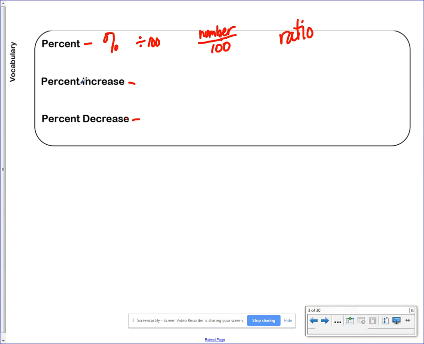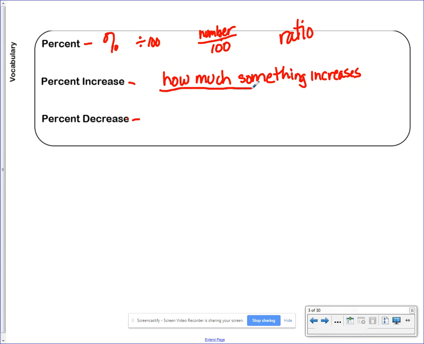Now, percent increase and decrease. So here's how we talk about this. This is a specific percent. And when we talk about increase, what we're talking about is I want to find the percent that represents how much something increased. So I'm going to write it this way. How much something increases could be money, it could be points, it could be minutes, it could be pages, it could be some sort of countable thing. How much something increases.